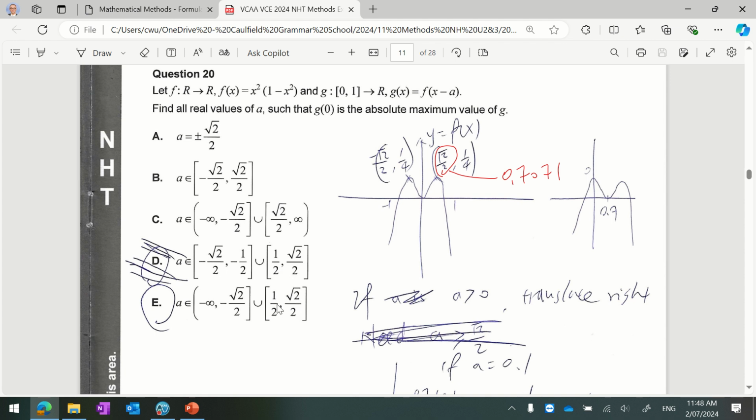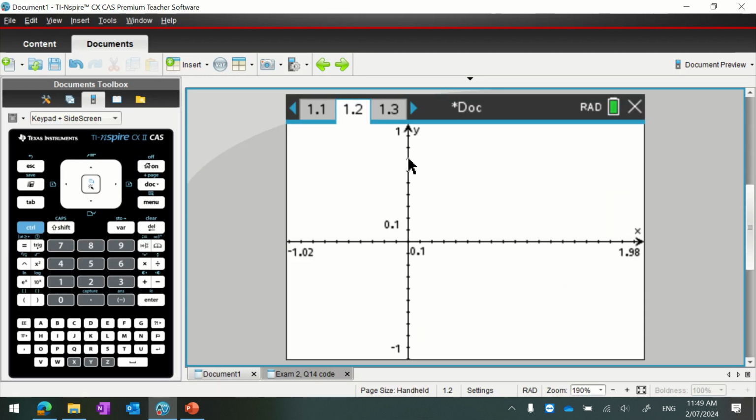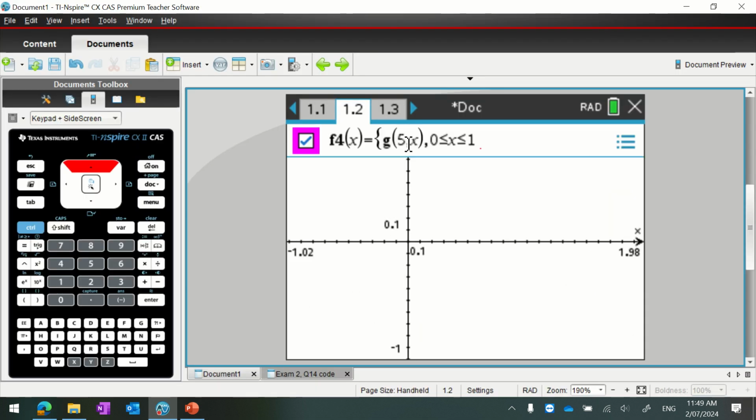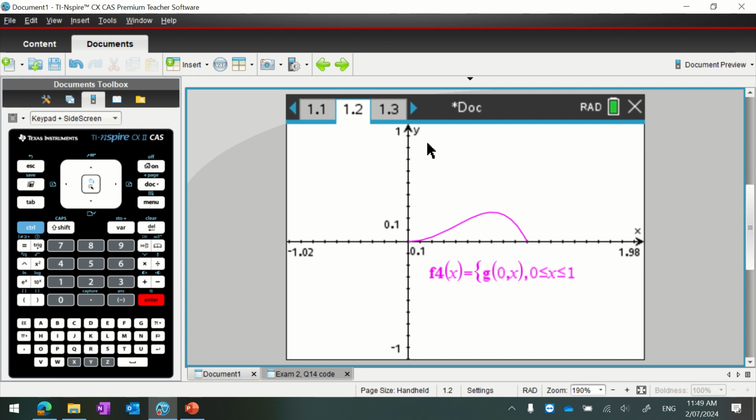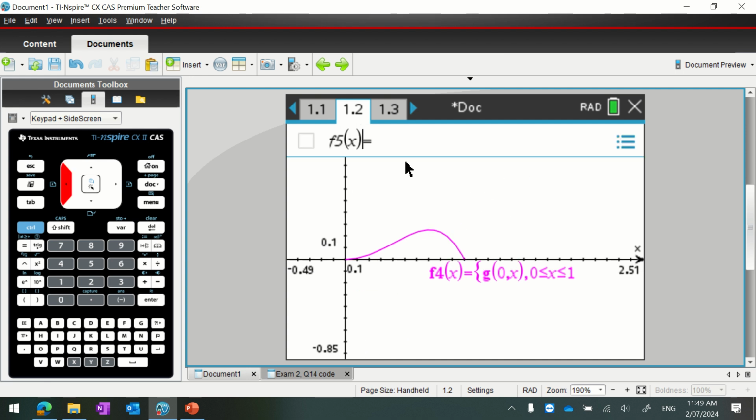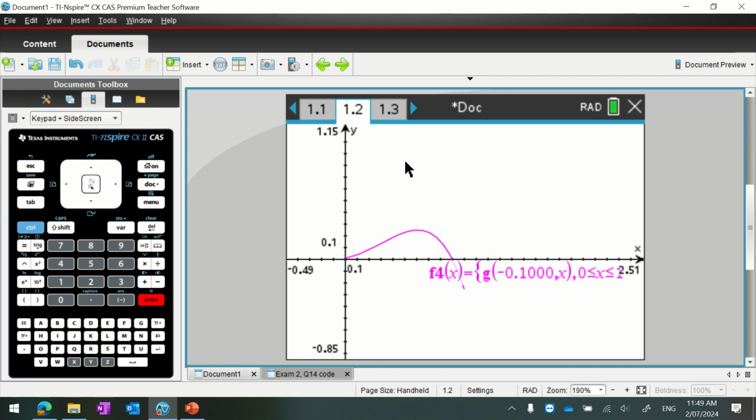Okay, the other question now is, it's symmetrical, right? So if A is negative, would that be a symmetrical A value? Well, let's find out. So again, start with A equals 0. Just make sure everything is working. Yep, it's working. All right, so now I'm going to do negative 0.1.